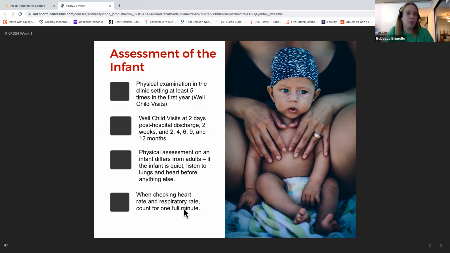And you need to count their respiratory rate and their heart rate for a full minute because it's not consistent. They'll speed up and slow down. So if you count for 15 seconds and multiply by 4, you could get an inaccurate measurement.